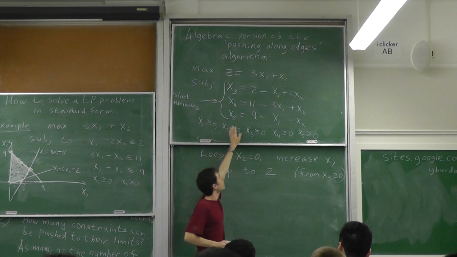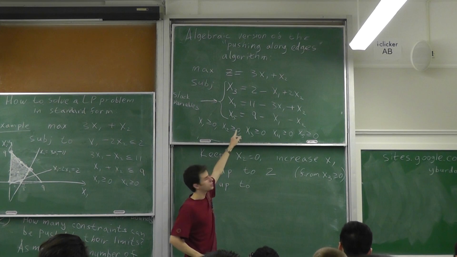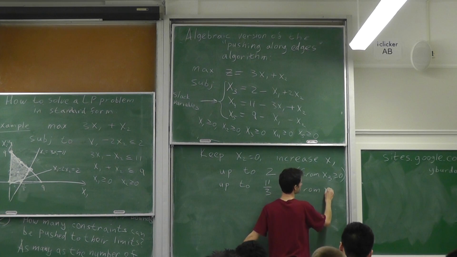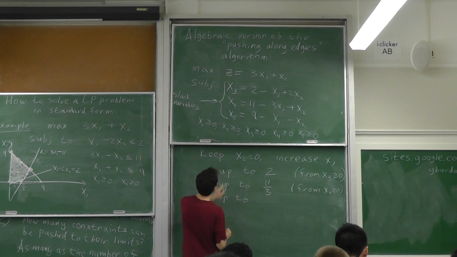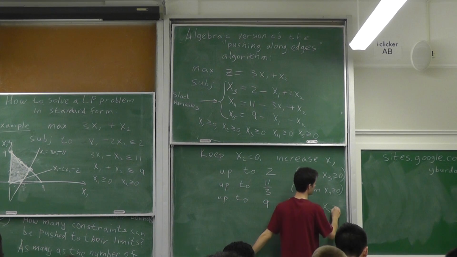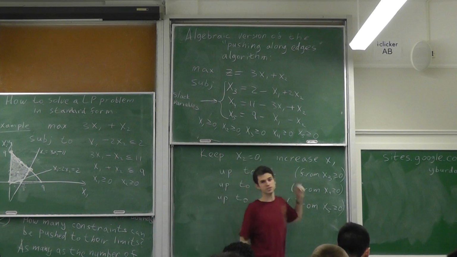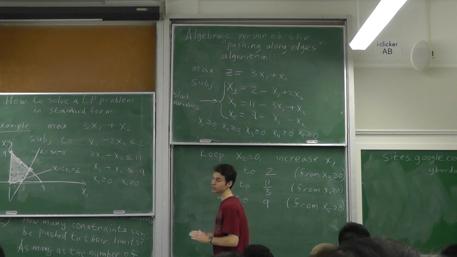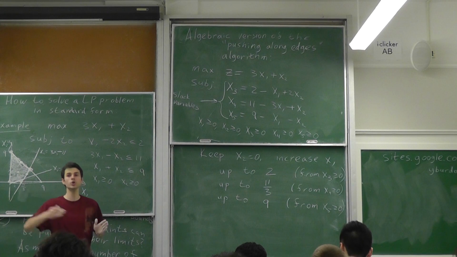Well, the other inequality tells me another thing. Up to 11 over 3 from x4 being bigger than 0, or all the way up to 9 from x5 being bigger than 0. So the constraint that x3 is positive tells me you can increase x1 only up to 2. The other constraint tells me you can increase x1 only up to 11 over 3. And the last one tells me you can increase x1 only up to 9.